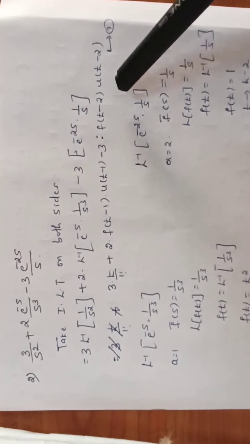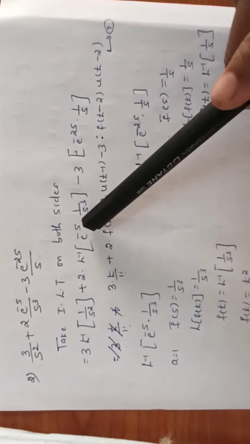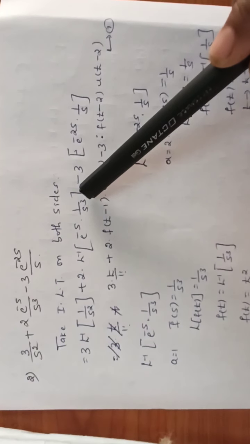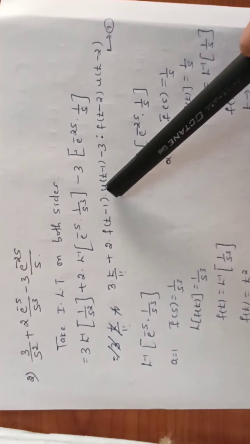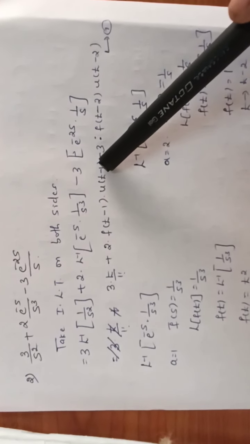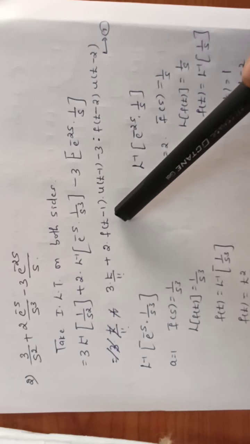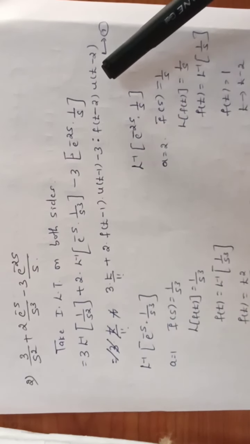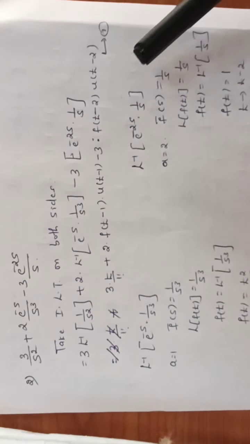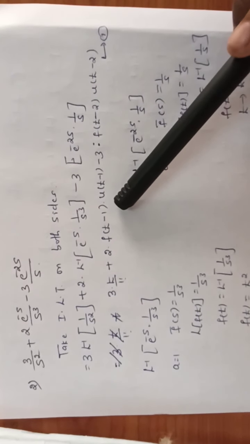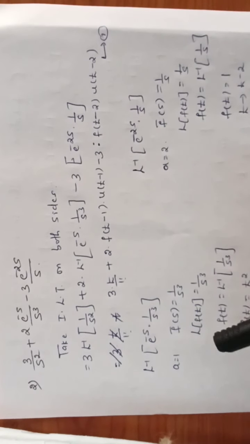So now let us first find the L inverse of e power of minus s into 1 by s cube. So here L inverse of this function is given by f of t minus 1 into u of t minus 1. Here let us find the value of f of t minus 1 in this term, and here let us find f of t minus 2 in this term. So first let us find f of t minus 1. For that you have to follow this step.